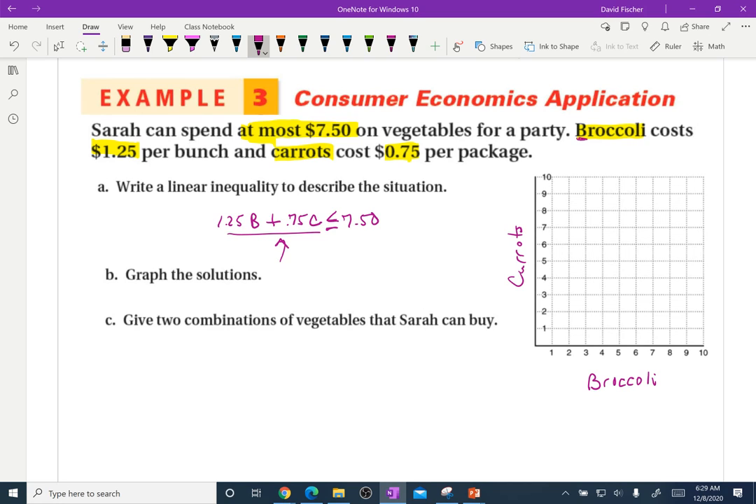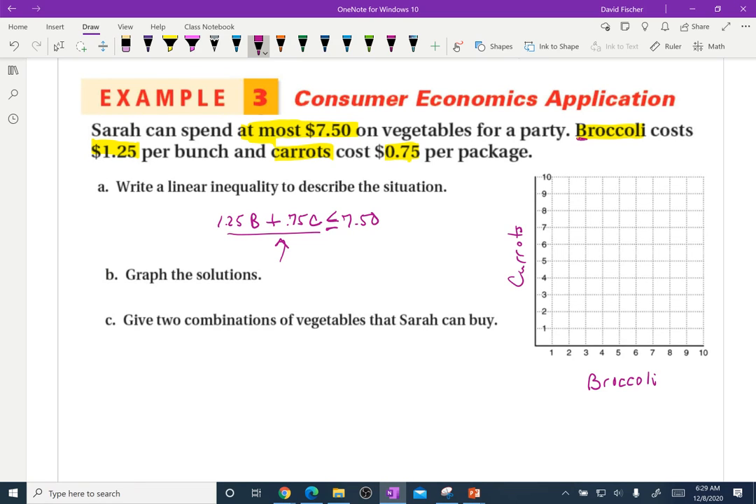So two ways we can do this. As I look at this, I don't see any negative signs, so this is in standard form. So I could just find my x and y intercepts. It's all up here in quadrant 1. Most word problems are. And so we don't have to worry too much about the sign flipping. So I'm just going to find my B intercept, which would be my broccoli, and I'm going to put a 0 in for the C.